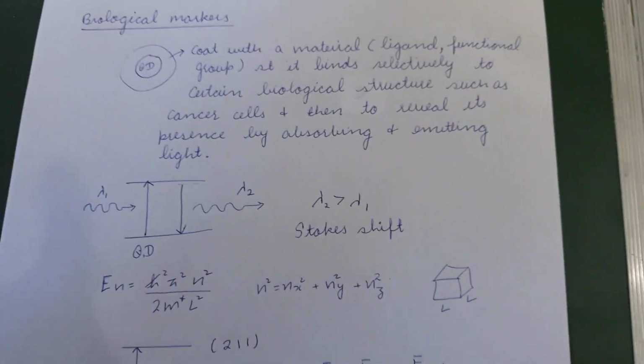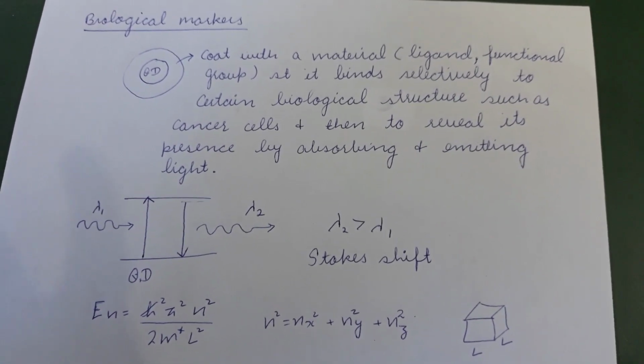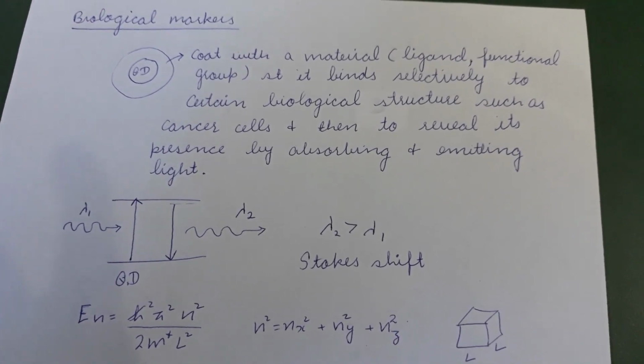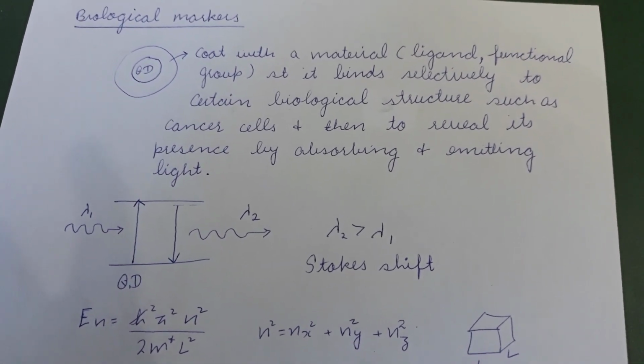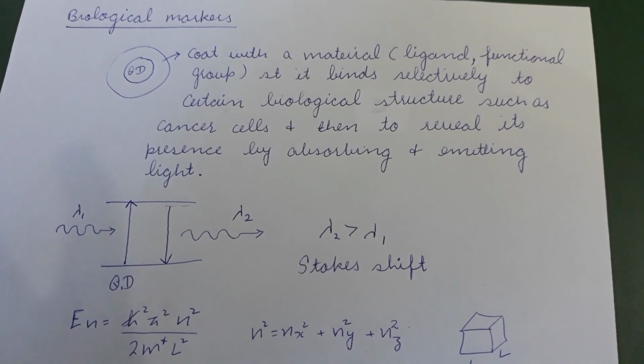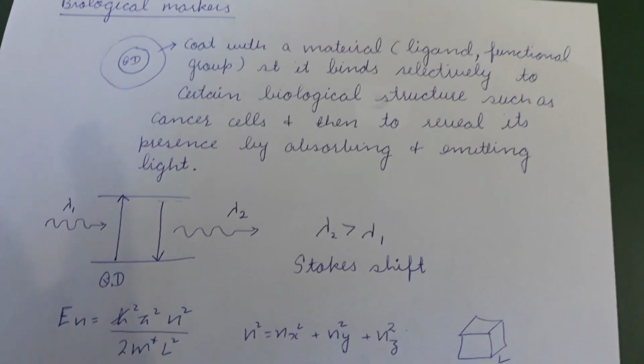So we are also going to discuss a few other things about quantum dots. As we discussed, they can be used in lasers and as biological markers. When we are using them as biological markers, the quantum dots are coated with a material such as a ligand or a functional group.